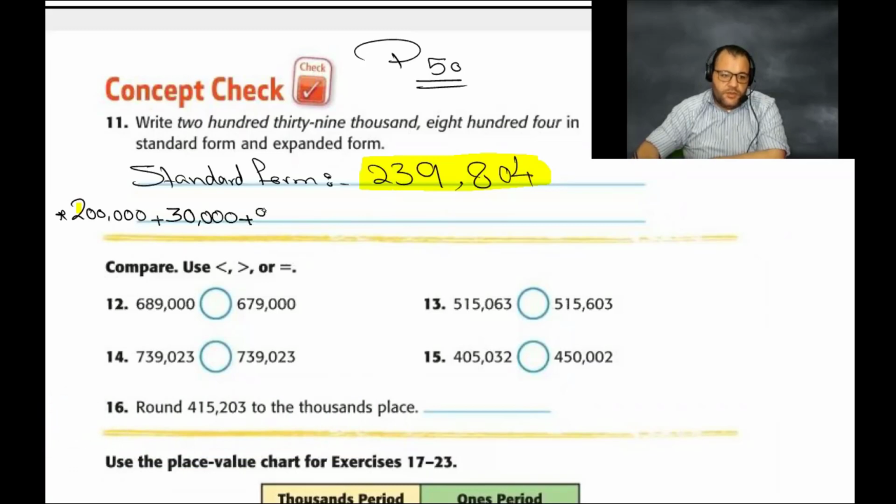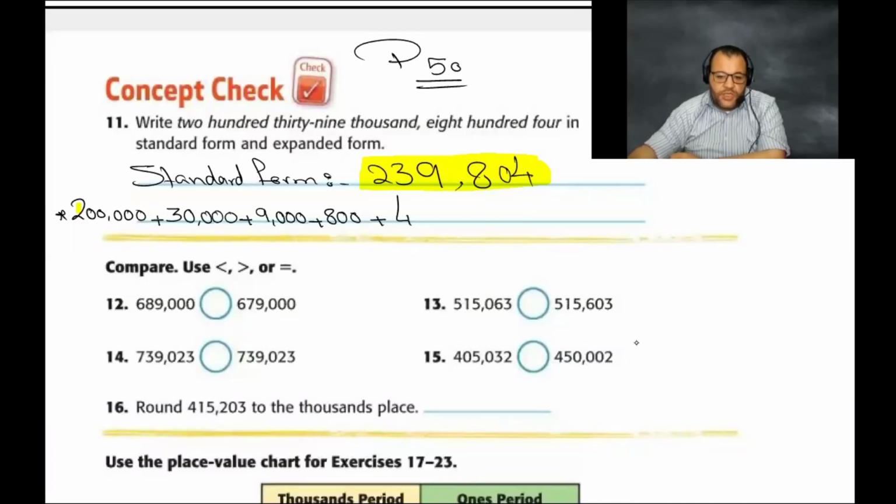Plus 9,000. Plus 800. Plus 4. So that's the value of each digit. The 2 is in the 100,000 place, so its value will be 200,000. The 3 is in the 10,000 place, so its value will be 30,000. The 9 is in the 1,000 place, so its value will be 9,000. The 8 is in the 100 place, so it will be 800. The 4 is in the 1 place, so its value will be 4. That is the meaning of the expanded form.